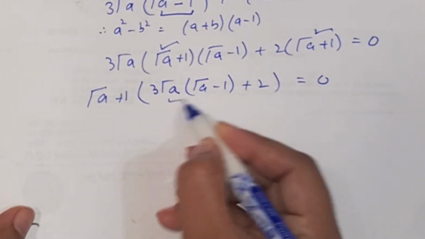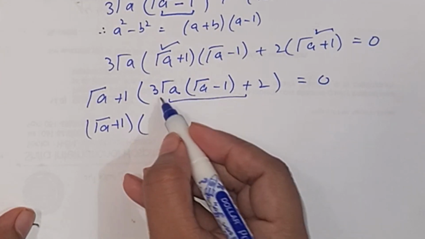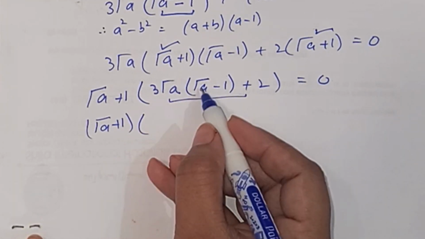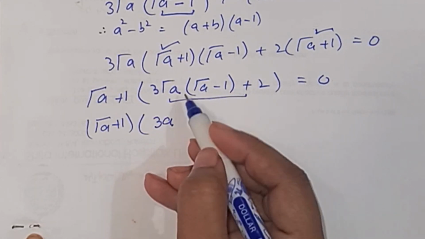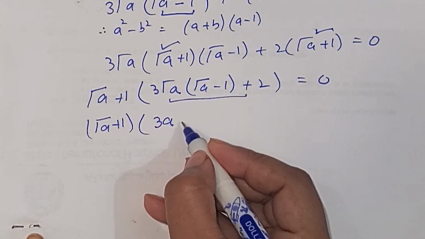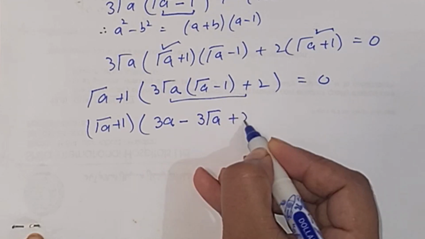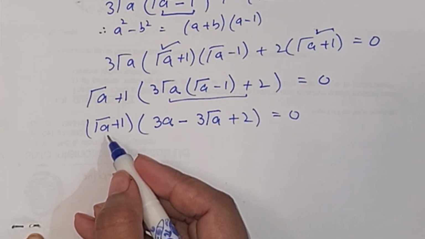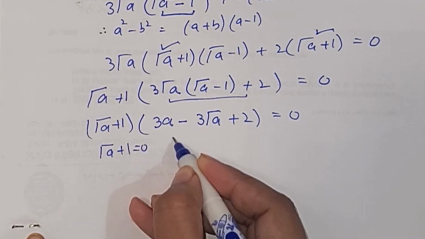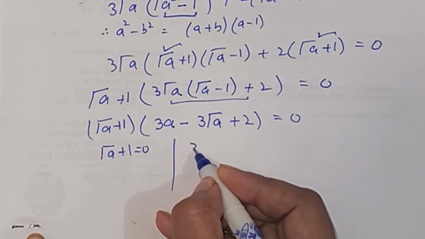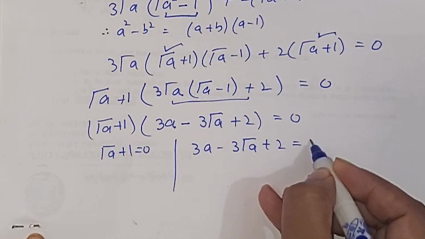Now we simplify this value, so this is square root a plus 1 and multiply 3 times square root a by square root a, we get 3a, multiply this 3 times square root a by minus 1, we get 3a minus 3 times square root a plus 2, it's equal to 0. So this implies one of them must be equal to 0. So square root a plus 1 is equal to 0, or 3a minus 3 times square root a plus 2 is equal to 0.